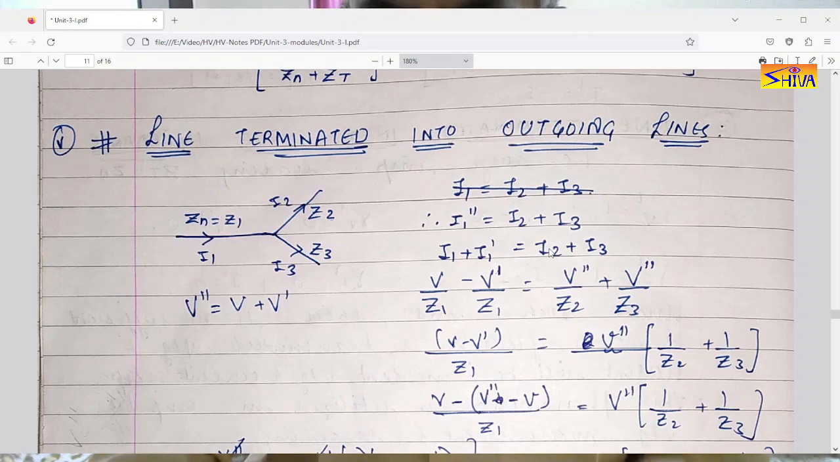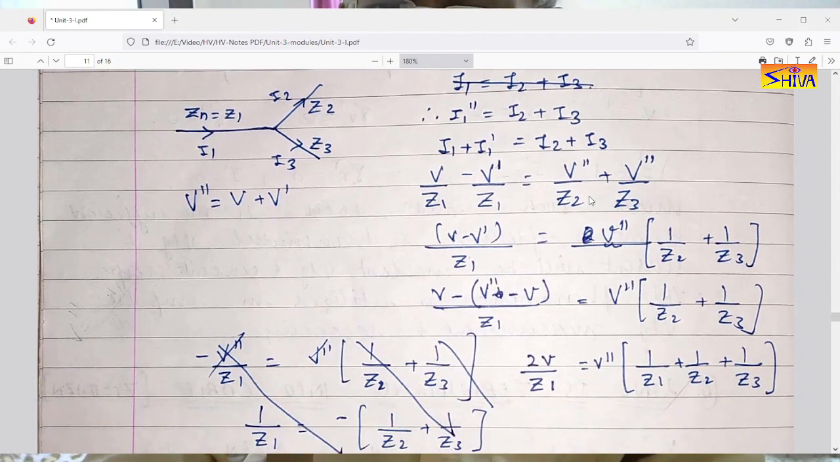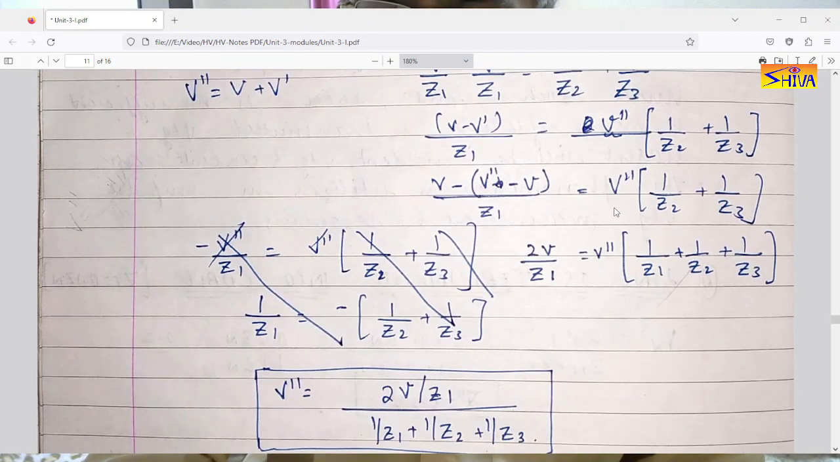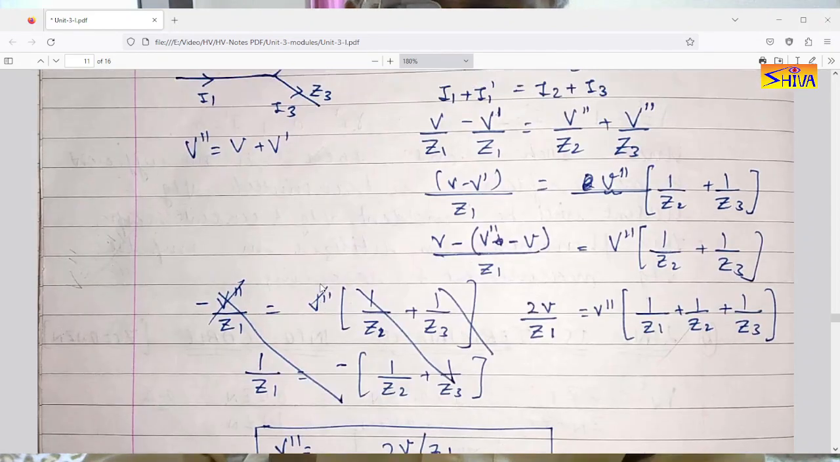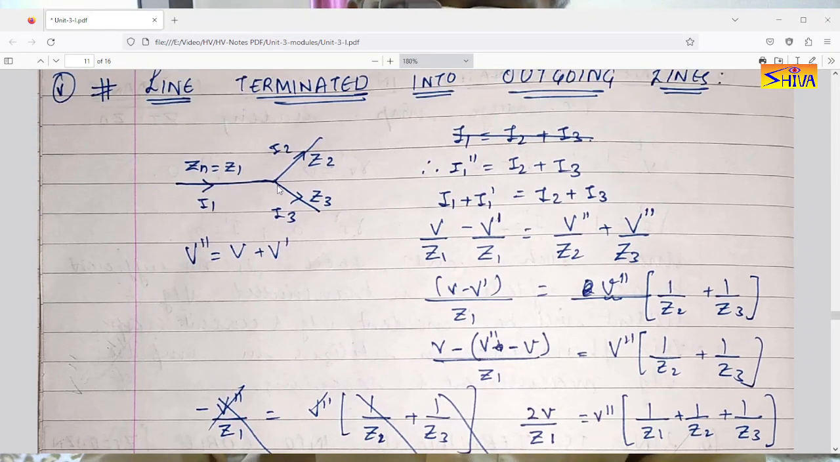And we are writing I2 and I3 in terms of transmitted voltage and respective impedance. After simplification of this expression, we get the final expression as V double dash, that is transmitted voltage, is 2 times V upon Z1 divided by 1 upon Z1 plus 1 upon Z2 plus 1 upon Z3. So this is the transmitted voltage when line is terminated into two outgoing lines.